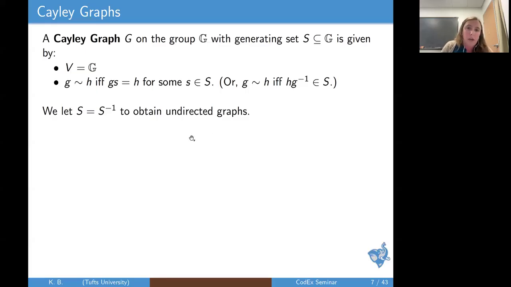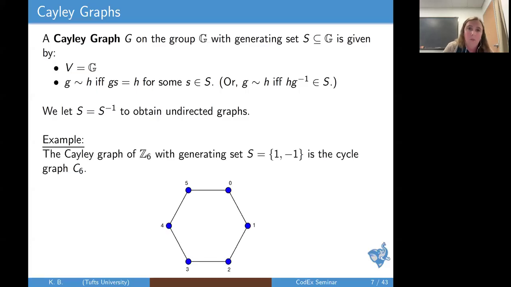One thing that we are going to assume is that S equals S inverse, so our generating set is called inverse closed. The last thing I want to distinguish here is that when I say generating set, it's a little bit confusing terminology, because with groups we have generating sets, so sets of elements that can generate the entire group. This is a different type of generating set. This is a subset of the group that generates the edges of the corresponding graph.